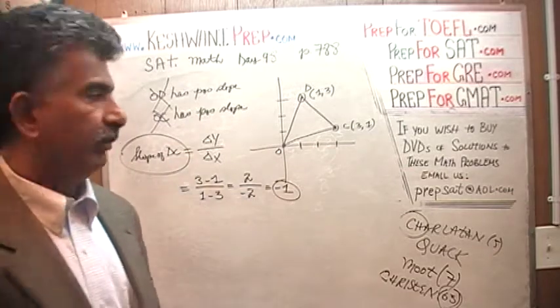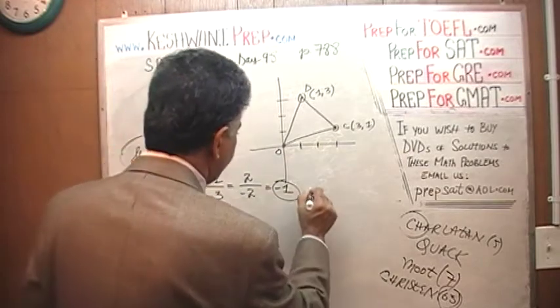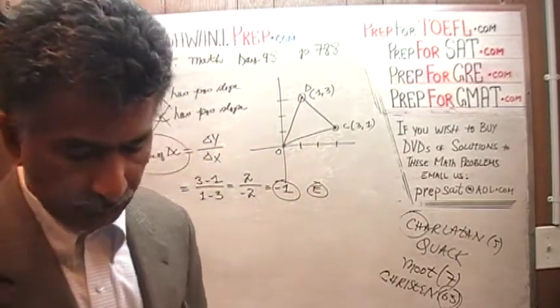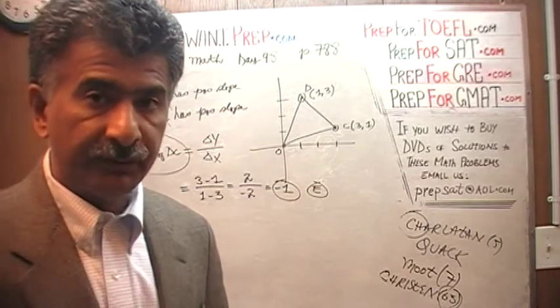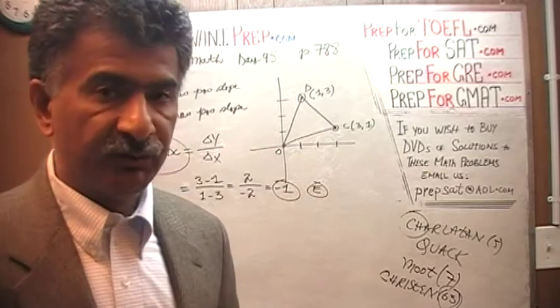Line DC has a slope of negative 1. That's the answer. The answer is E. We're done with it. As far as this problem is concerned, as far as the exam is concerned, we are done with this question.